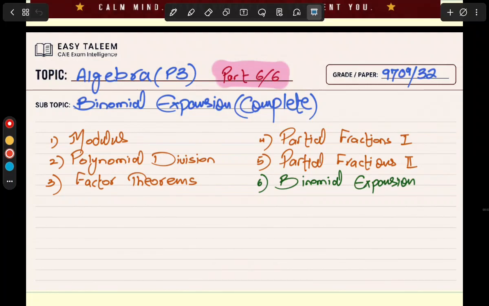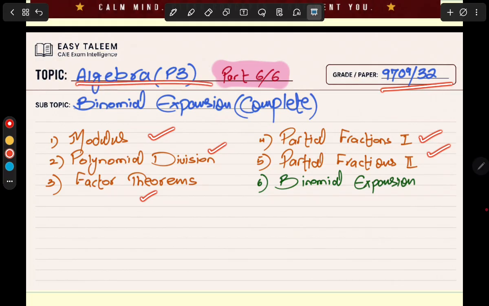Today we are finishing the entire algebra section of Cambridge 9709 paper 32. Over the past few lectures we have covered modulus, polynomial or long division, factor theorems, remainder theorems, and partial fractions, and now today we will be covering binomial expansion. This is going to be the final episode of the algebra series.